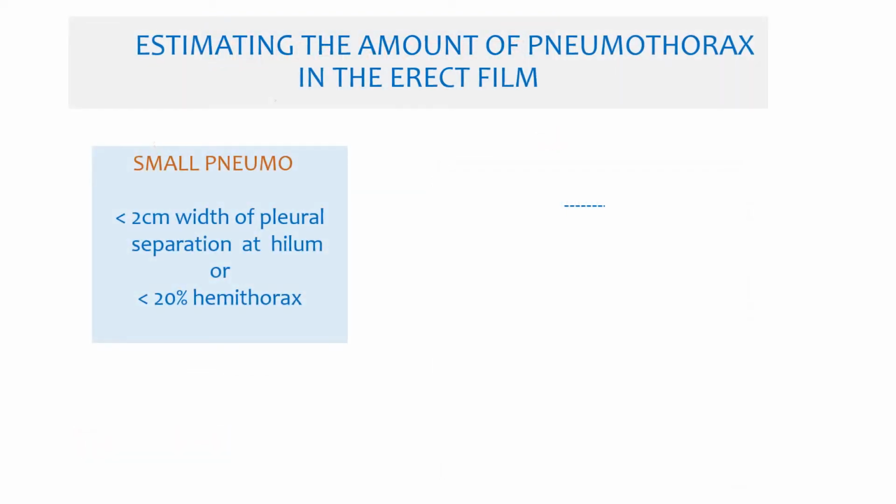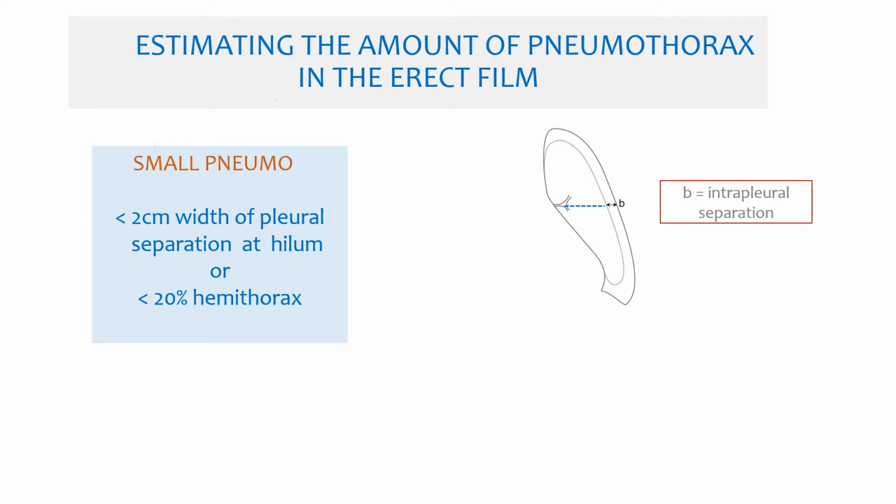Now, estimating the amount of pneumothorax in the erect film is a futile exercise to a great extent. Nonetheless, these are some of the methods which are described, and the most popular ones. This is the 2 centimeter width of pleural separation at the hilum, and you can see the hilum marked out in the blue line. If this is 2 centimeters or less, that is the B arrow, then this is a small pneumothorax.